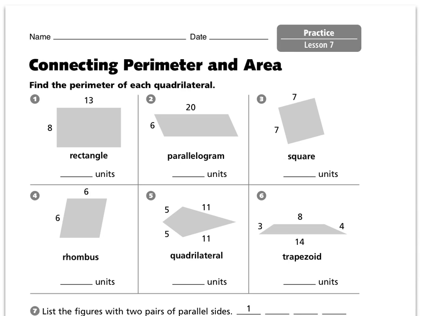Let's look at Chapter 5, Lesson 7, Practice. We're connecting perimeter and area. We need to find the perimeter of each quadrilateral. Remember, perimeter is when you add up all the sides.